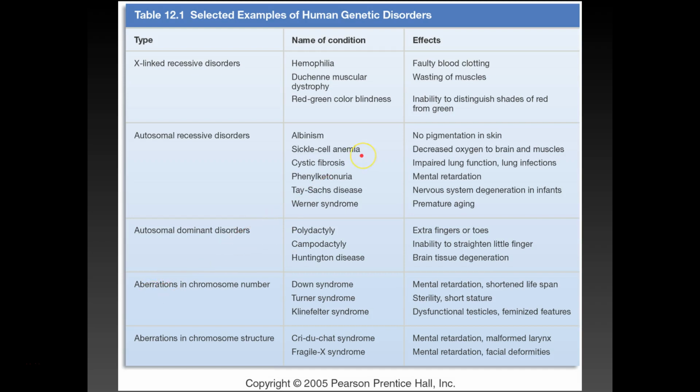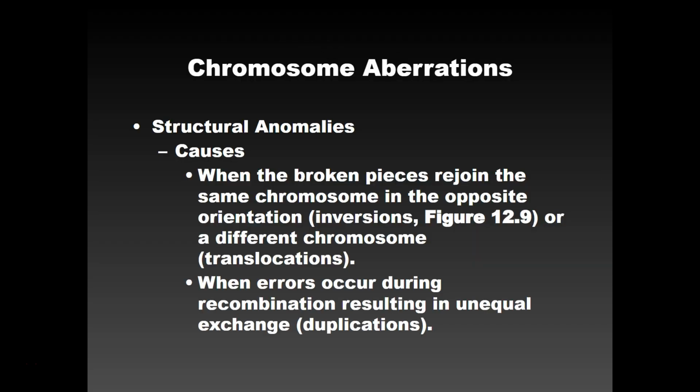We also talked about aberrations in chromosome number. If you wind up with the wrong number of chromosomes, you wind up with some different conditions. And aberrations in chromosome structure: bad stuff happening to your chromosomes before they're actually getting to you. So that would be things like deletions, transversions, translocations, duplications, inversions, and what was the other one? I've forgotten it. Deletions, okay, translocations.